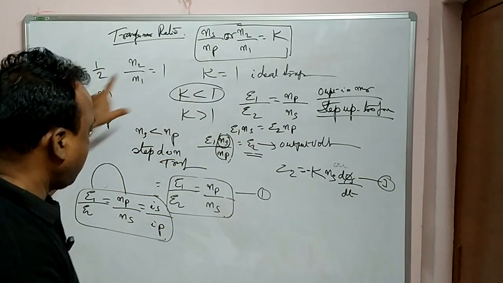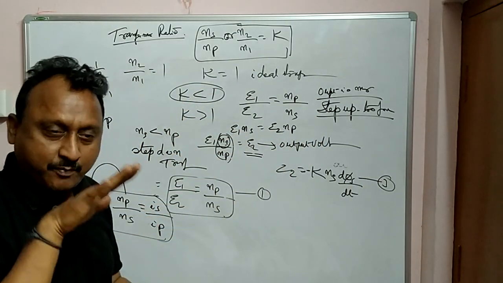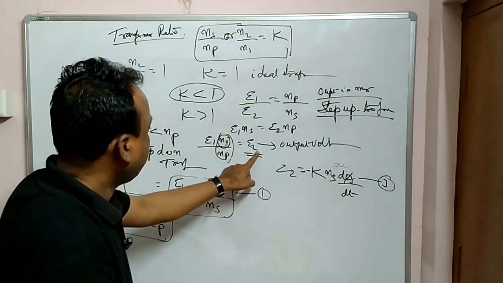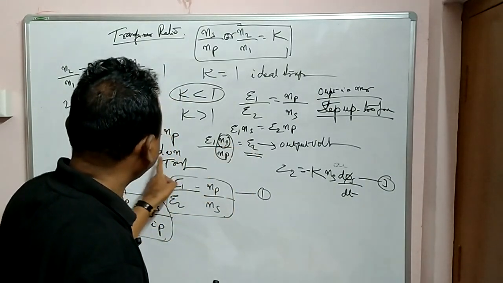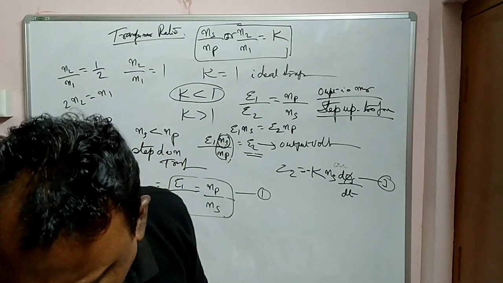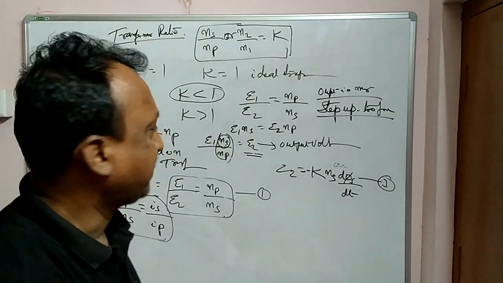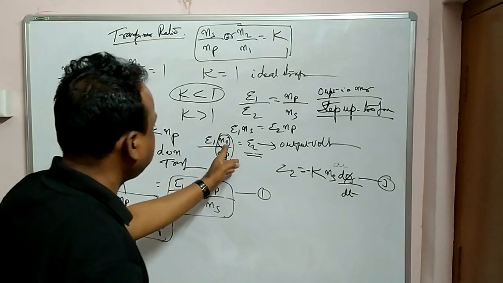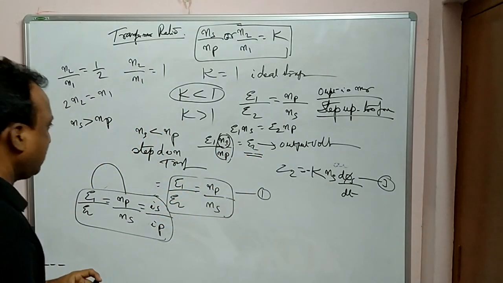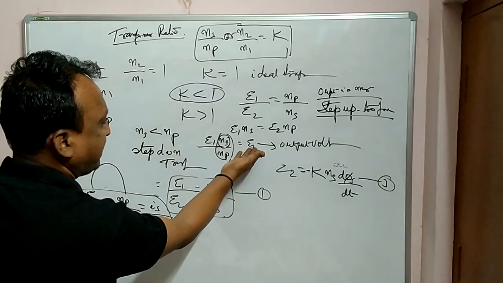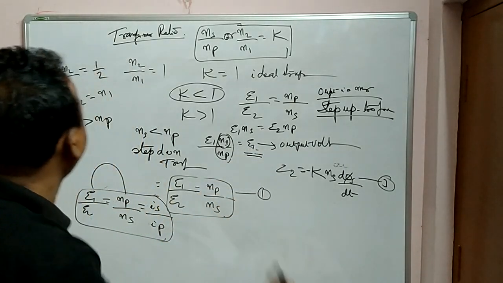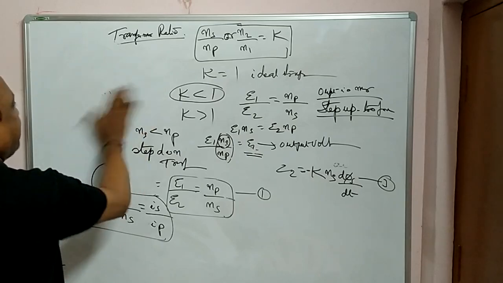So this is how you can differentiate between step down and step up. Step down, output is down, getting less value output, and NS should be less than NP. If NS is greater, it is step up. Okay, it is called a step up transformer. If NS is more, output is more. And of course, inversely proportional current: more emf, less current. Understood? Right.